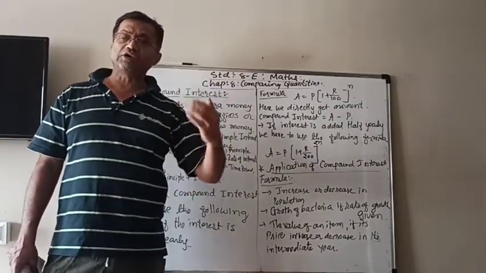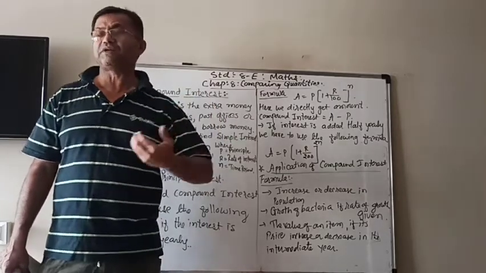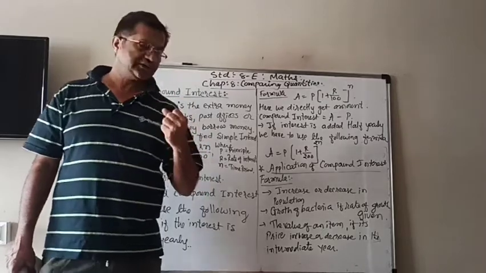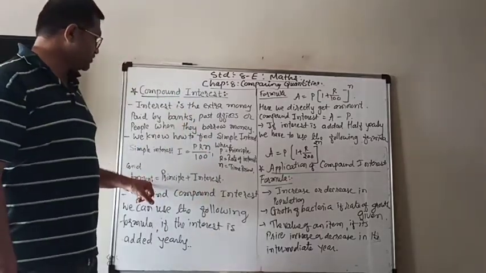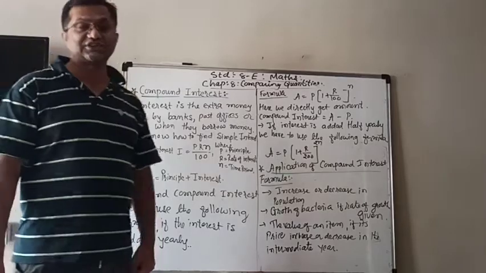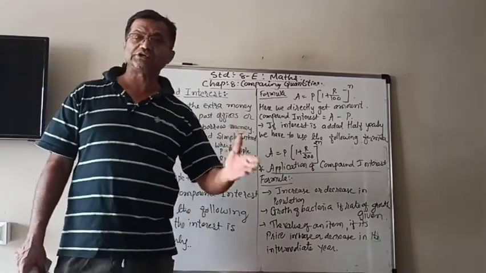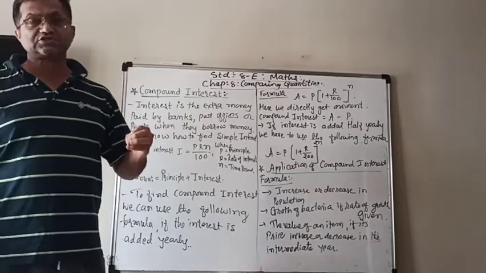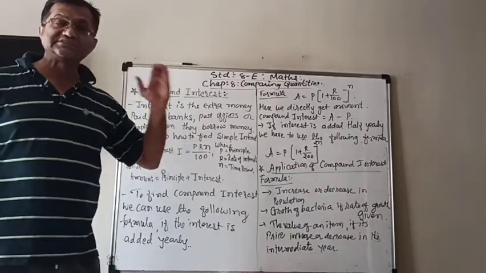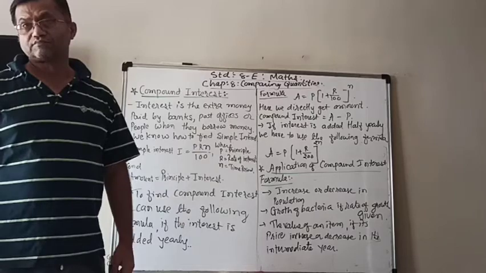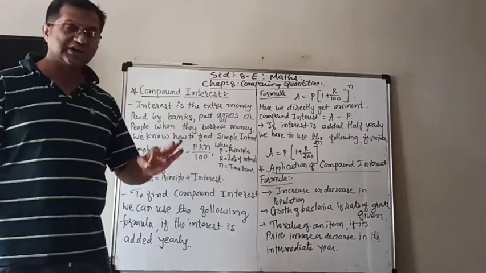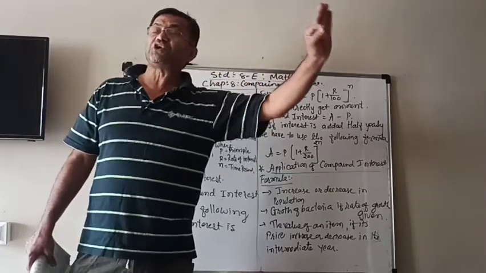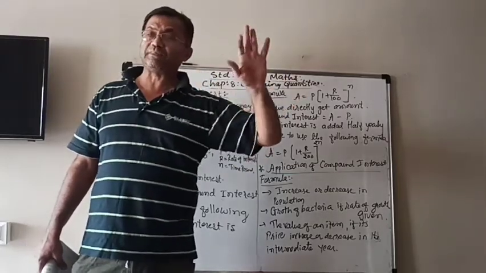And if you want to find the total amount at the end of the depositing time, then amount is equal to principal plus interest, meaning A is equal to P plus I. That's the way we find the simple interest. Means if N is equal to 3 years, you put money for 3 years, then at the end of 3 years only, your interest will be counted.